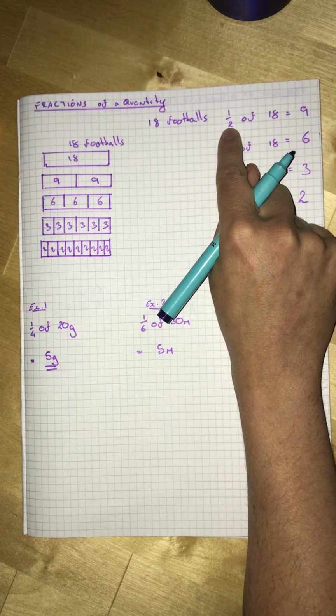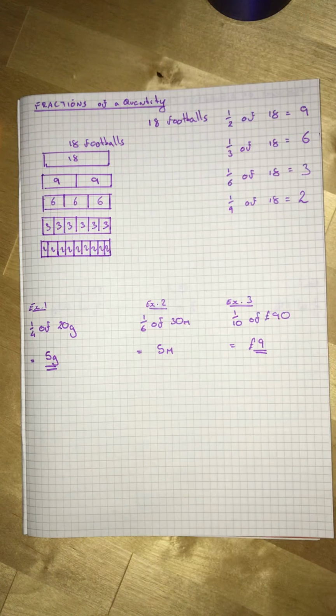So when you're finding the fraction of a quantity, you're just dividing by the bottom number, which we now should know is the denominator. And that's how you find fractions of a quantity.